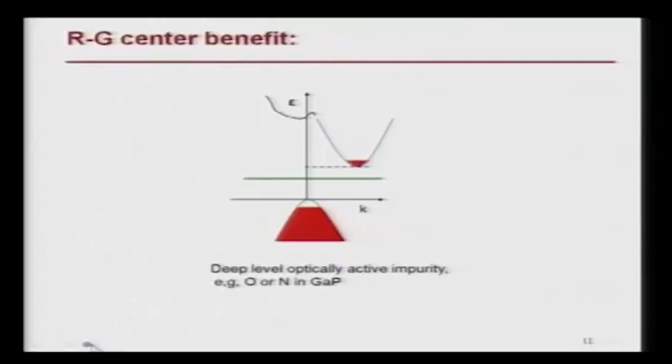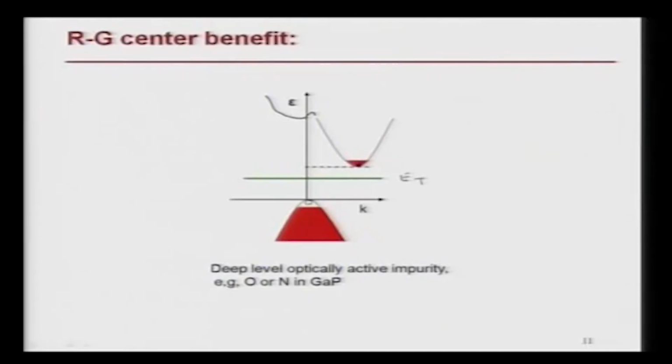Then let us look at another way of trying to recombine through RG centers, and this is an example of the indirect semiconductor in which this electron is not able to recombine with the hole here for the reason that the crystal momentum is very different, and in order to compensate that, as we saw earlier, you need to have an interaction with the phonon.